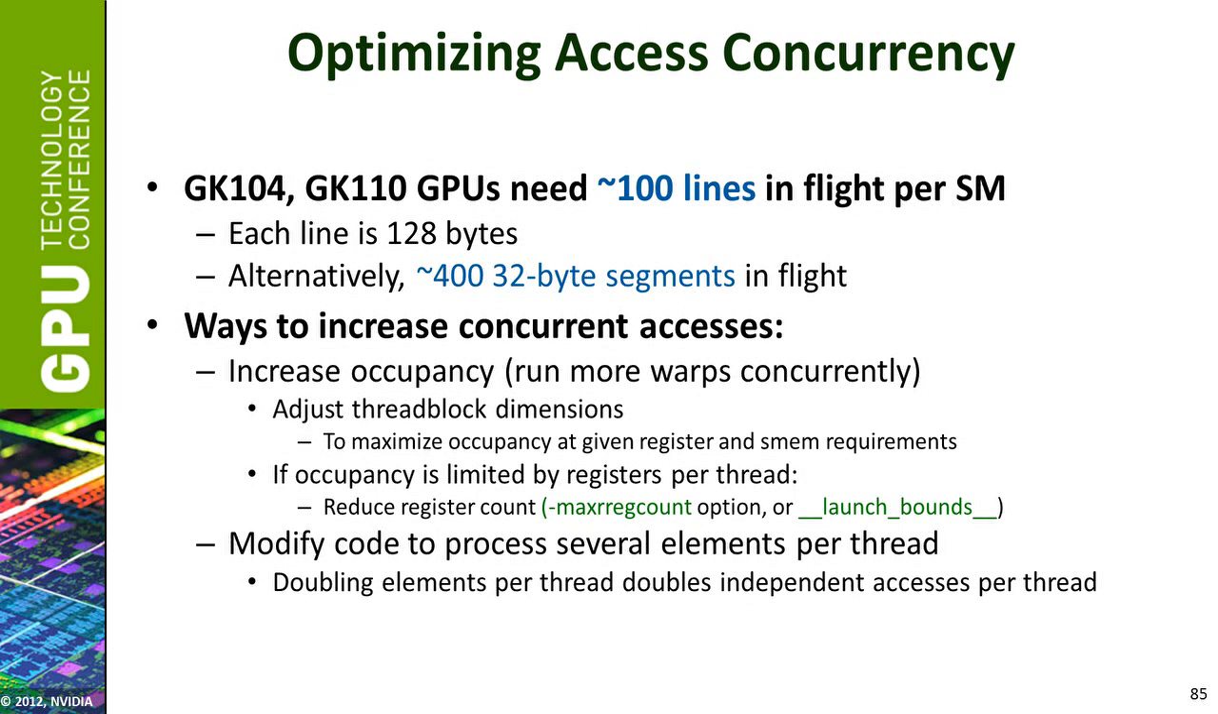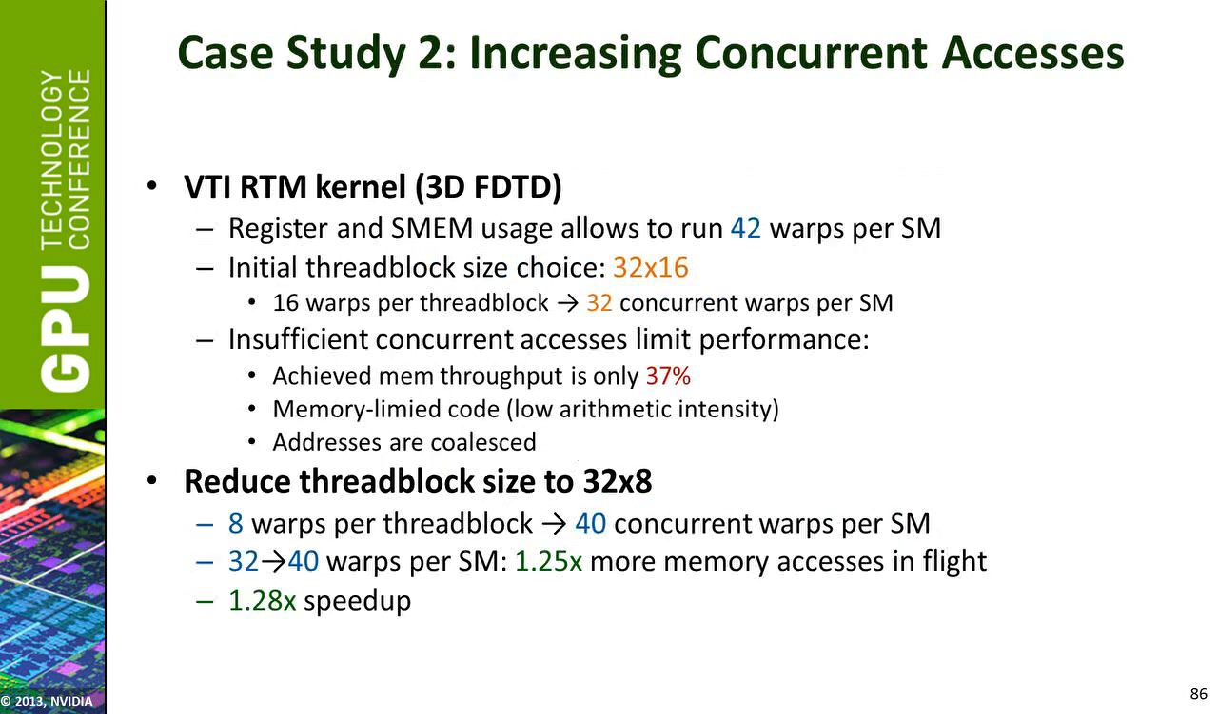So here's another quick case study to give you some more intuition on the performance benefits that could happen. This is a VTI RTM kernel, which is a 3D finite difference. It doesn't matter what it does. But in this particular case, our resource consumption by the code, so registers and shared memory, allowed us to run at most 42 warps per SM concurrently. Now, the code initially chose a 32 by 16 thread configuration per thread block. A warp is 32 threads, so we were running 16 warps per thread block. Since we only assign warps to an SM in discrete thread block sizes, we could at most run 32 warps at the same time. We didn't have enough resources to go to 48.